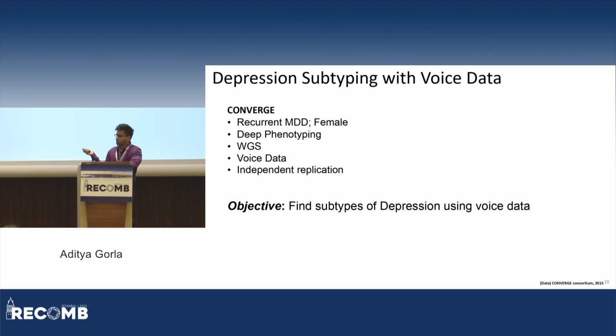So what we're going to try to do now is see if we can find subtypes of depression using voice data, and if we can replicate this in the independent study. We first apply PACA to the CONVERGE discovery voice data set, and we're able to find that PACA PC1 is significantly associated with and driven by education, previous treatment type, which is whether you've had medication or medication and therapy before, and menopausal status. We were able to replicate the education signal in the independent replication data set. Unfortunately, we couldn't replicate the previous treatment type because that phenotype just doesn't exist in the replication data set.